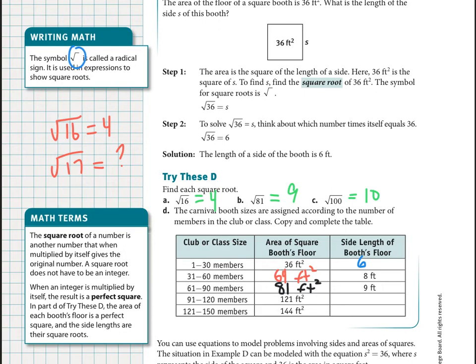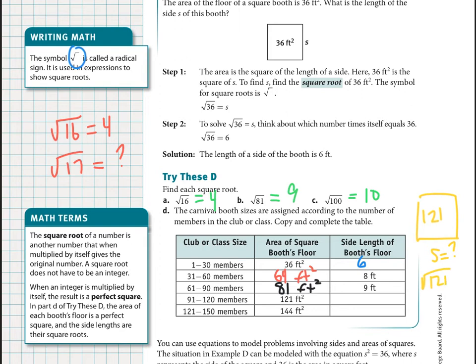And then even bigger yet, 91 to 120. The area is 121. So what would the side length be? We have to think about it: here's the square, 121 is the area. What is each individual side? That's the new concept. We're going to take the square root of 121.